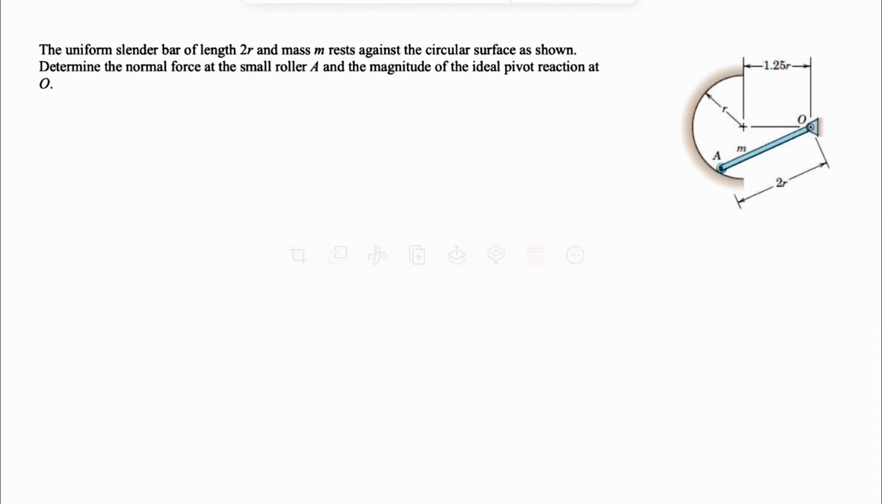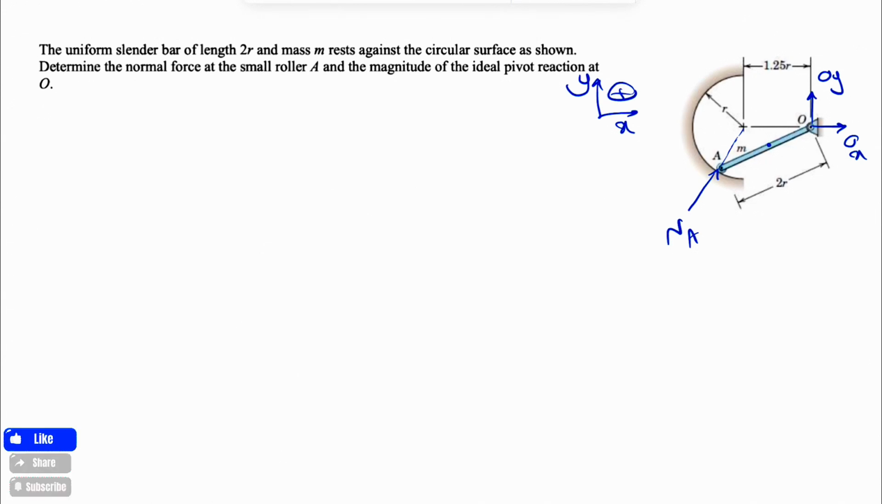So we're going to have a normal force at point A, which will be along the line that connects A to the center or the radius. So this would be our normal force. At point O, as I mentioned, we have a pin, which we consider one X component and one Y component. And I'm just going to call them X and Y in here. And we're going to have the mass of this bar, which we know has a mass M.